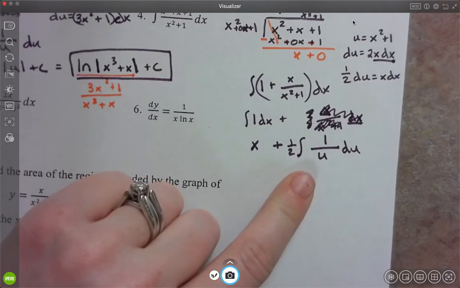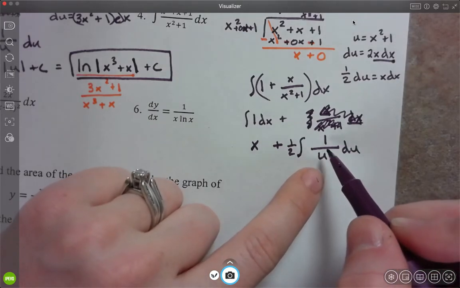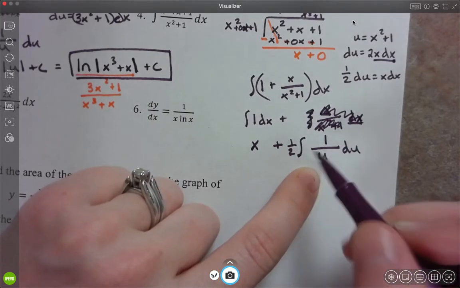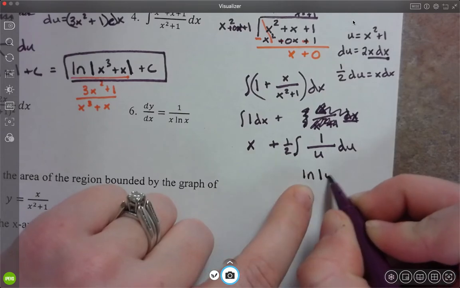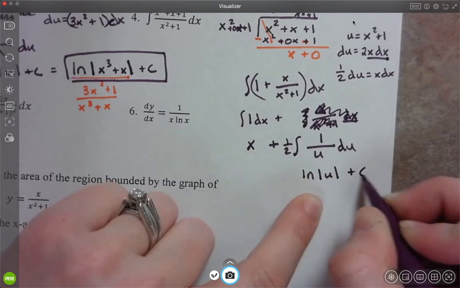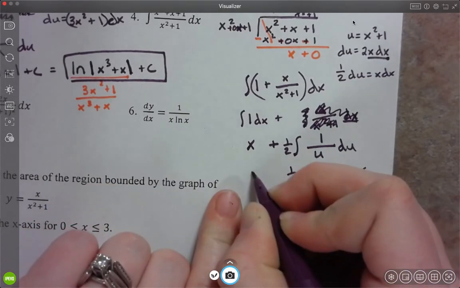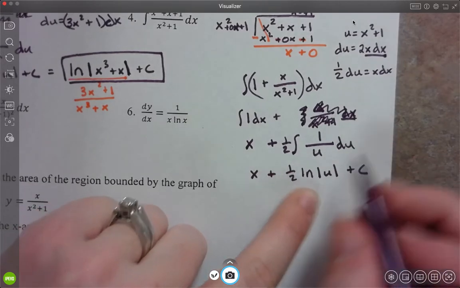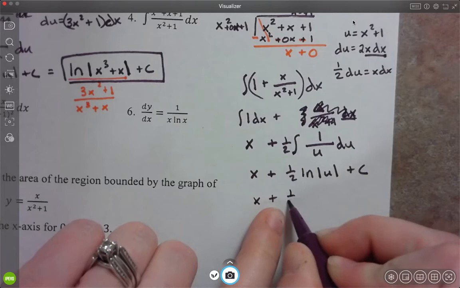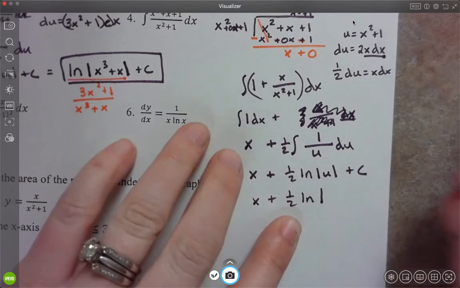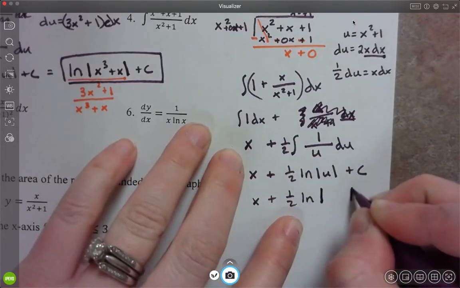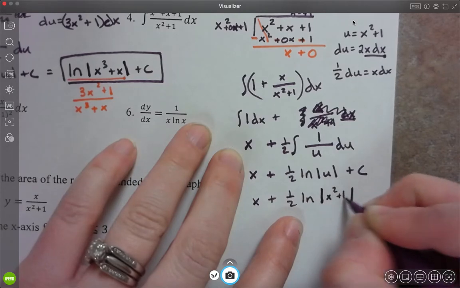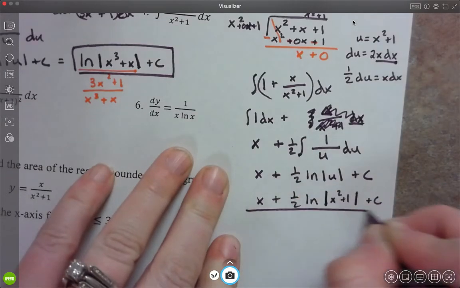Okay, so now I need to take the antiderivative of 1 over u, which is ln absolute value of u, plus c. I need the 1/2 out in front. The x is just chilling on the front there. And let's see, anything else I need to do? Oh yeah, I need to switch this u back. So x plus 1/2 ln absolute value of x squared plus 1, since u was originally x squared plus 1, plus c. And now it is done.